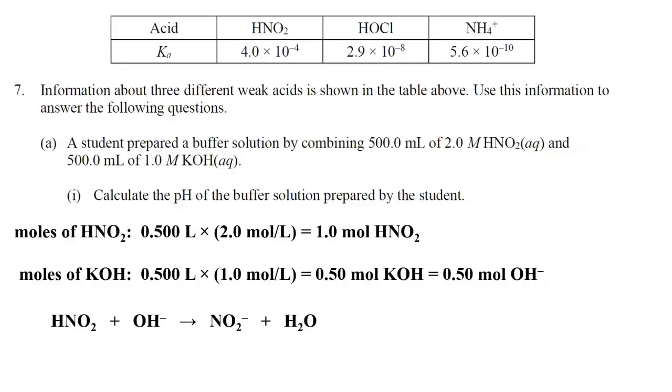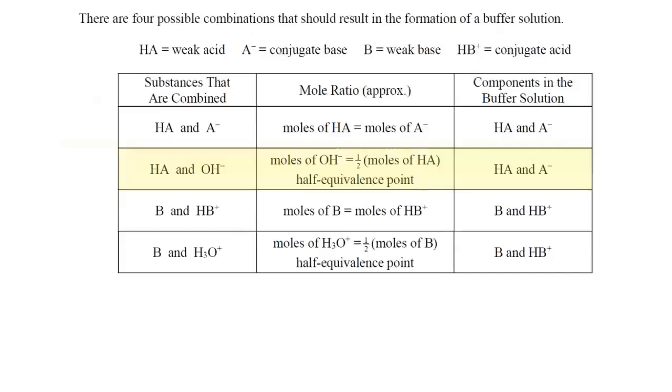On this next slide, this is from an earlier video where I was talking about buffers and different ways of combining solutions together to prepare a buffer. Take a look at the highlighted row of this table. So one way to prepare a buffer is to combine a weak acid with a strong base in such a way that you reach the half equivalence point. In other words, if the number of moles of the hydroxide ion is half as much as the number of moles of the weak acid, then you will produce a buffer solution in which you have equal amounts of the weak acid and its conjugate base. That's exactly what we're doing in this buffer solution.